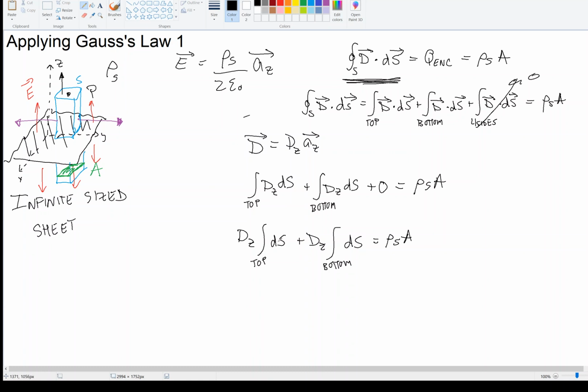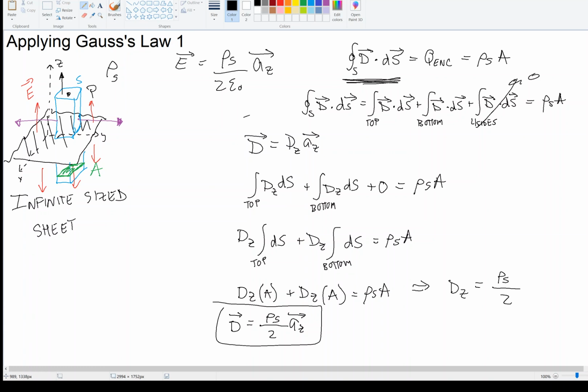So when I integrate a constant over dS, I get just the area. So I get area A, and I get another area A, equals rho s A. And so what we find is, notice first of all, the A's cancel, and I get that the z component of the electric flux density is rho s over 2. And if that's the z component, and we only have a z component due to symmetry, then the electric flux density vector is rho s over 2 times a unit vector in the z direction.